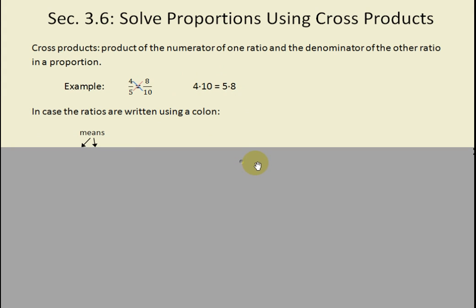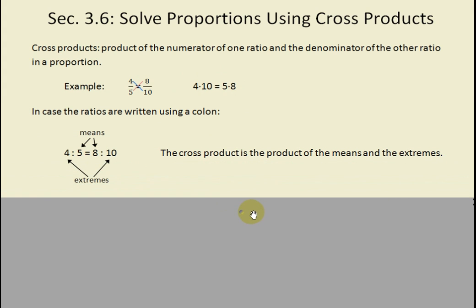Now if you see these ratios written with a colon, so 4 to 5 is equal to 8 to 10, these two numbers that are on the inside we refer to as the means. Those are the two that are next to the equal sign. And then the two outer numbers away from the equal sign are the extremes. So if you have ratios represented in this form, then we'll take the product of the means and set that equal to the product of the extremes.